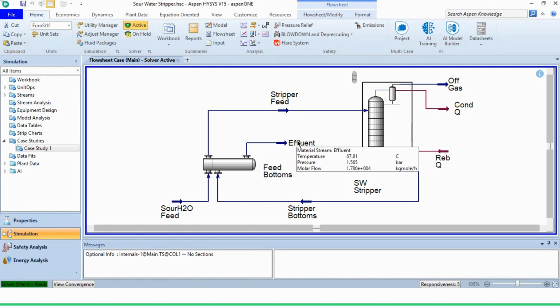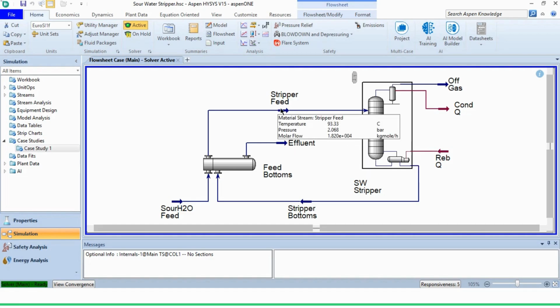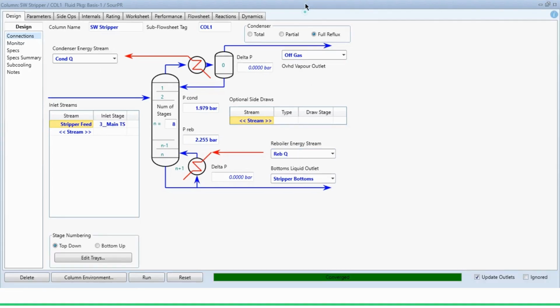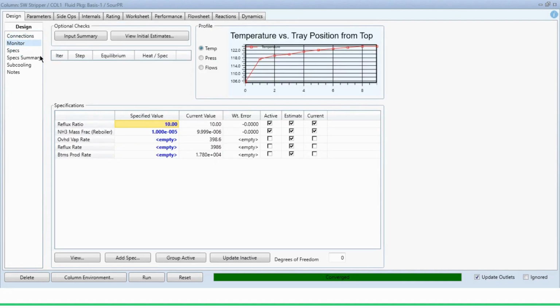So now this effluent is pure water, or the sourness is removed from this water. If we look at this feed, which is preheated and fed to the distillation column, in design we say the number of stages is 8, the feed stage is 3, the condenser pressure is 1.979 bar, the reboiler pressure is 2.255 bar. This is the off gas, this is the reboiler duty, this is the condenser duty, and the stripper bottoms. If we go to the monitor tab, the reflux ratio is defined as 10, while the ammonia mass fraction is 1 times 10 raised to the power minus 5. As you can see, both are converged.